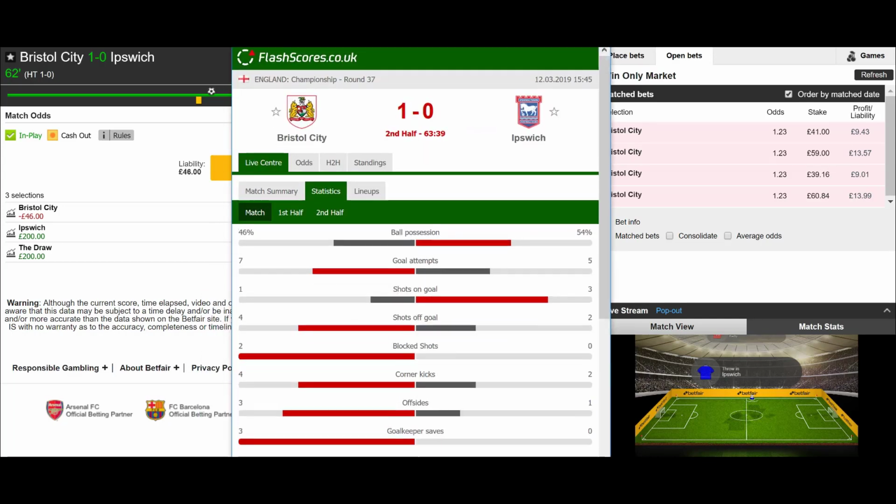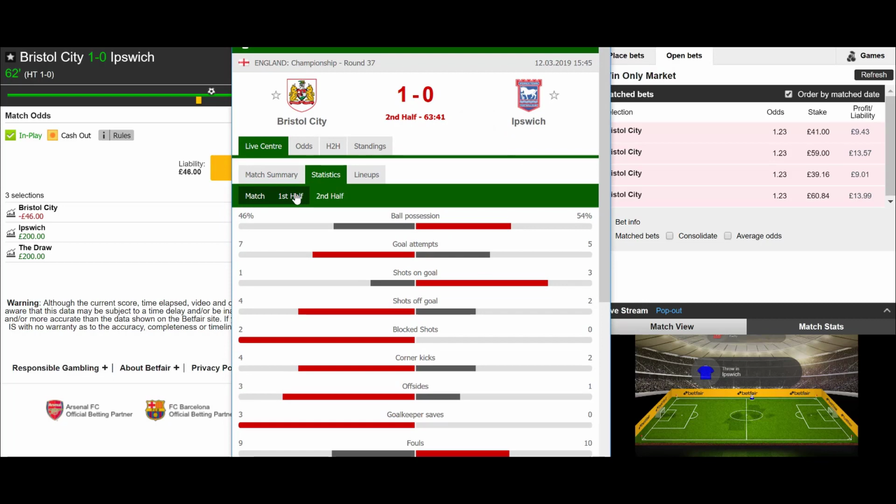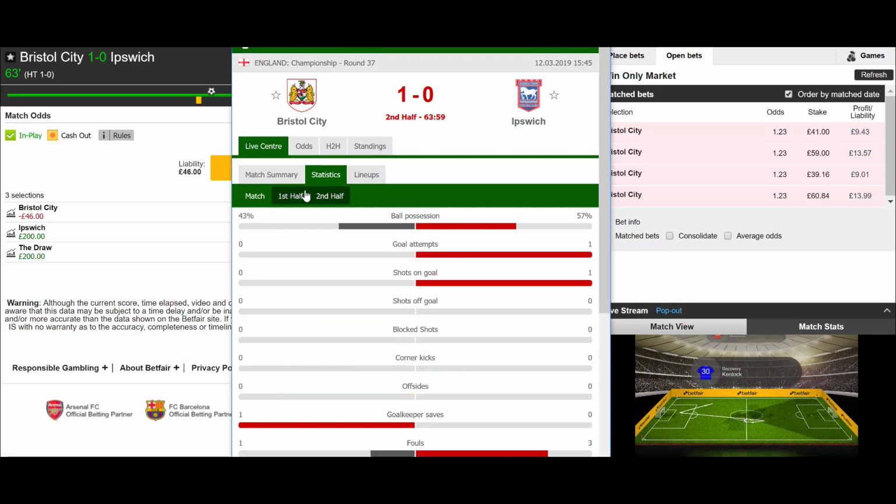If we bring up how this match has developed, you can see that overall Ipswich have actually had a little bit more of the possession, and not only that, they've also had more attempts that have been on target. Now, Bristol have had more attempts overall, but Ipswich have had more attempts on target. And in the second half, it's also carried on in that vein.